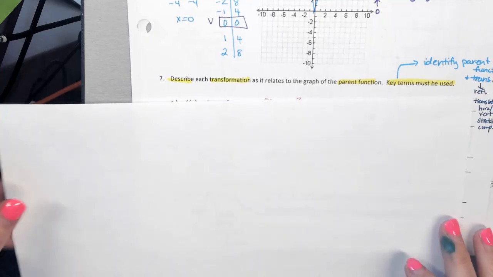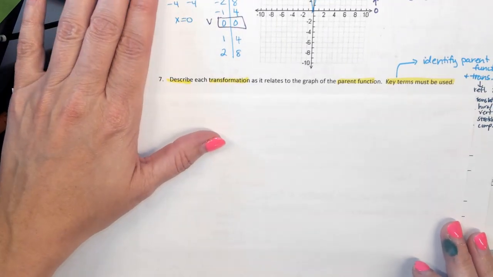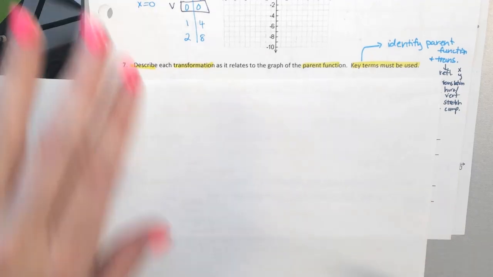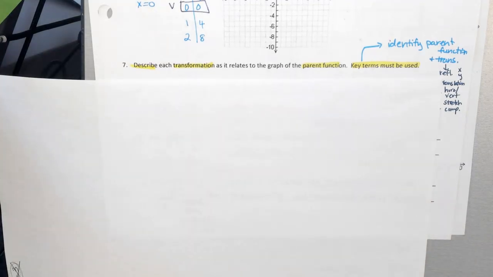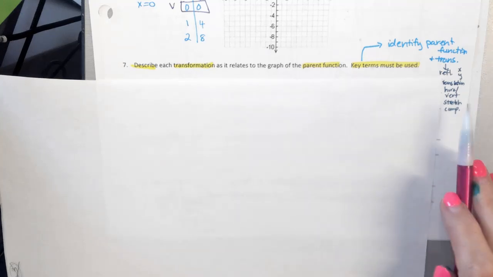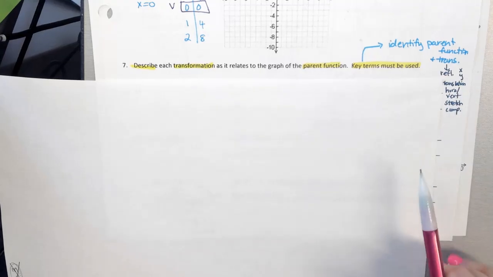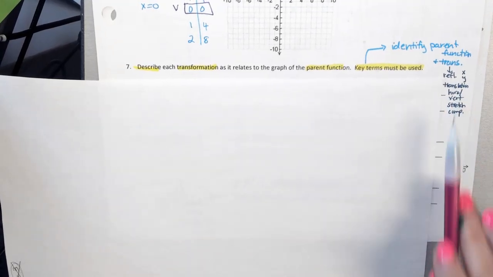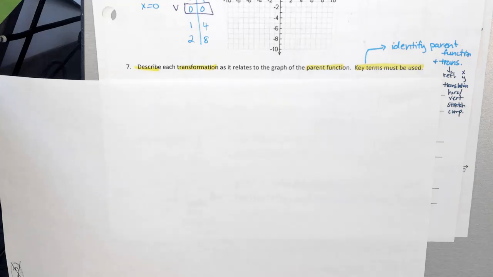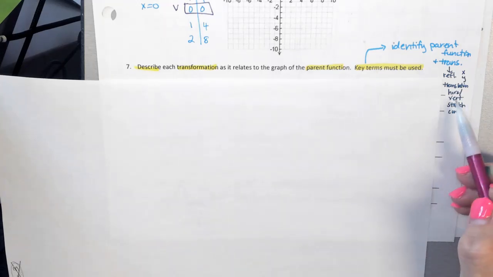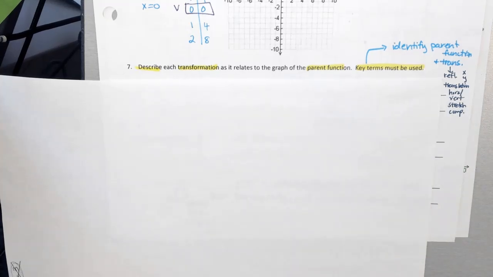All right, the reflections and all the transformations. We're going to describe each transformation as it relates to the graph of the parent function, and you have to use key terms. So when you see those directions on the test, what does that mean? That means you have to identify your parent function and the transformation. And then I've listed all the transformations you have to know. So if it's a reflection, you have to know whether it's over x or y. If it's a translation, that I didn't write down, but that's up, down, left, or right. Okay, the translation. And then the horizontal or the vertical stretch or compression. Okay, so we learned all of that in 1-7.